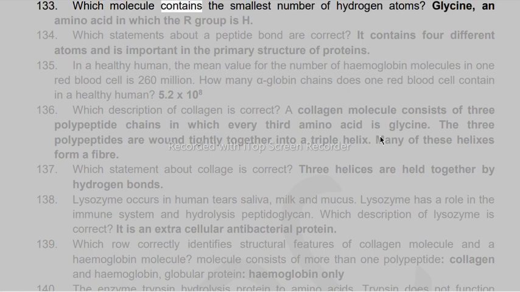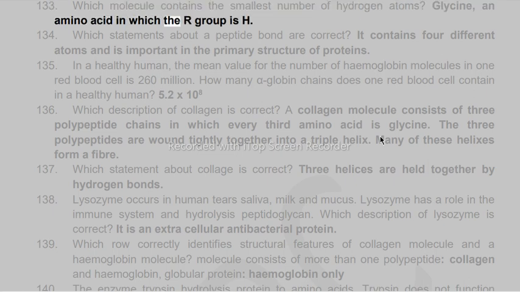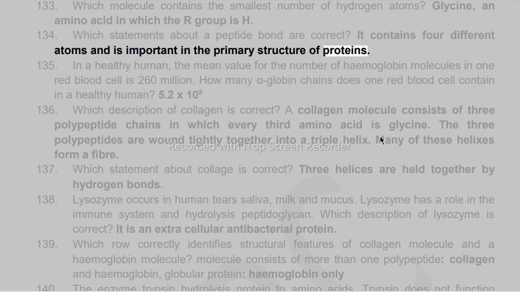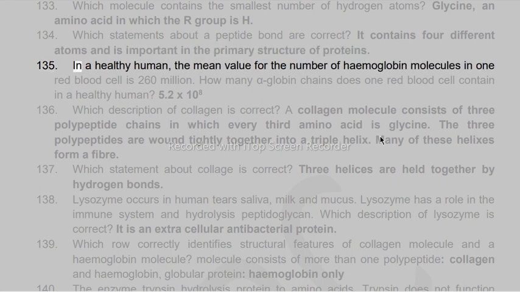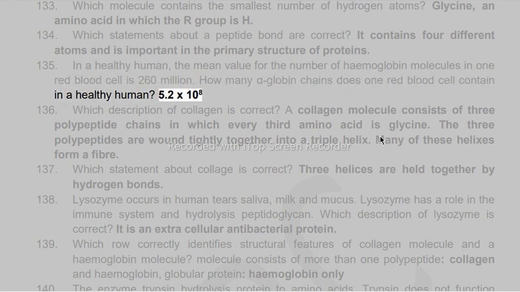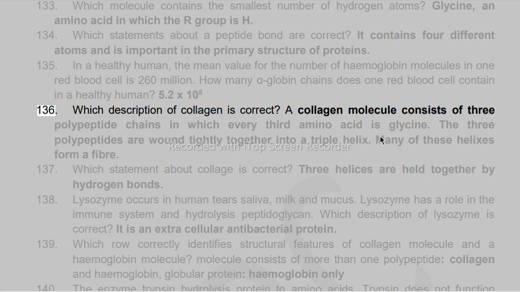133. Which molecule contains the smallest number of hydrogen atoms? Glycine, an amino acid in which the R group is H. 134. Which statements about a peptide bond are correct? It contains 4 different atoms and is important in the primary structure of proteins. 135. In a healthy human, the mean value for the number of hemoglobin molecules in one red blood cell is 260 million. How many alpha-globin chains does one red blood cell contain in a healthy human? 5.2 by 10^8.